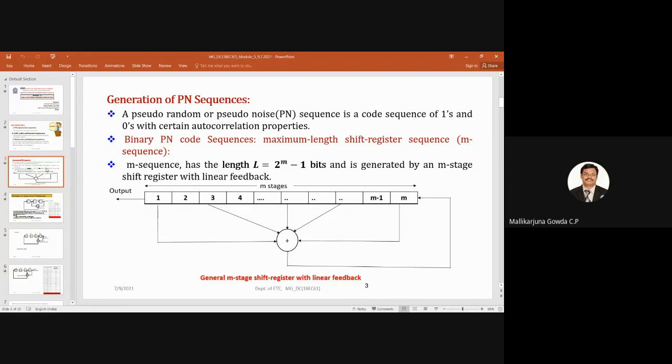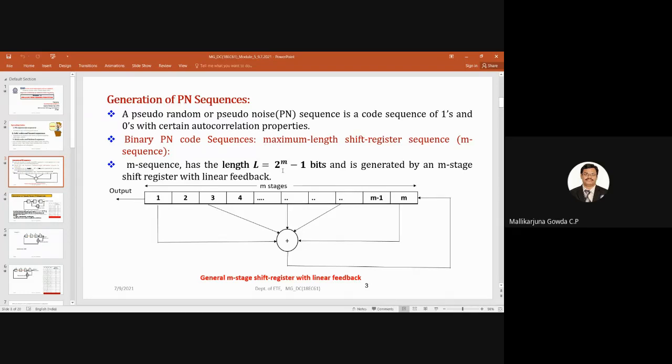So the sequence length depends on the number of shift registers, right? This is the relation: the sequence length, denoted by capital L, is equal to 2 power m minus 1, where m is the number of shift registers. If I have 3 shift registers, then 2 power 3 is 8, and 8 minus 1 is 7. So I can say the M sequence or PN sequence length is 7 bits.